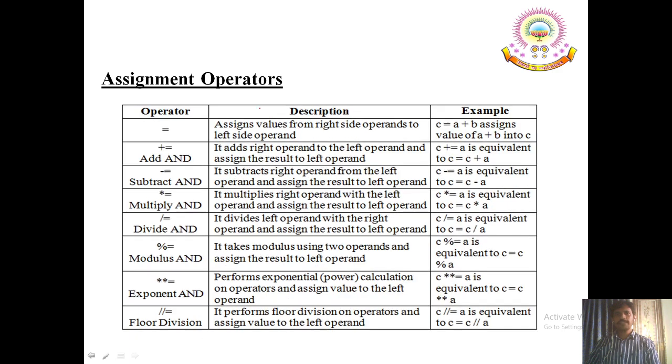Then the assignment operators. The basic assignment operator we had seen already is equal to. C equal to A plus B means the value of the result of A plus B is stored in C. Then plus equal to, add and assign, we had used this in our C programming. C plus equal to A means the value of C is added to A and the result is stored in C. Then minus equal to, asterisk equal to, slash equal to, modulus equal to, exponent equal to, and floor division equal to, all are combined with the equal to or assignment operator to get the result in a shortest manner. That's why they are called shorthand operators.